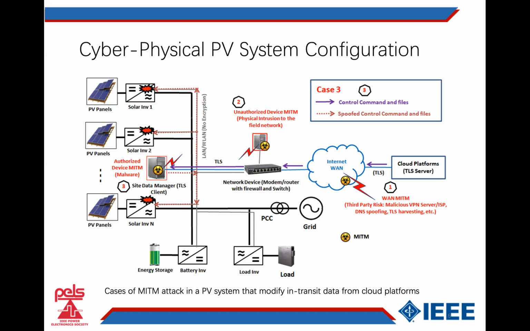Here are three potential man-in-the-middle attack cases that can change in-transit data in the PV system. First, wide area network man-in-the-middle. This attack occurred between the cloud platform and the network devices. Second, unauthorized device man-in-the-middle. The attacker put an unauthorized device in the local network to attack the field network. Lastly, authorized device man-in-the-middle. In this case, the attacker compromises one of the devices in the field.